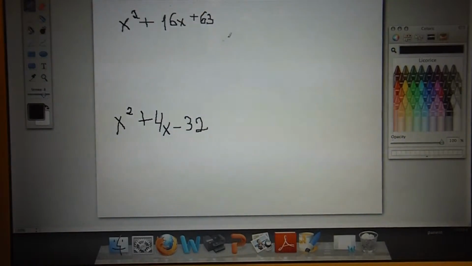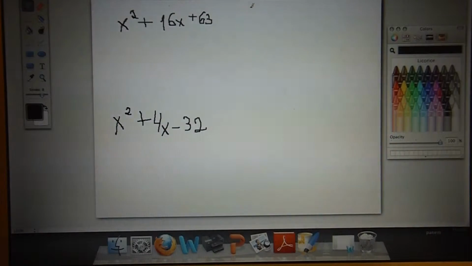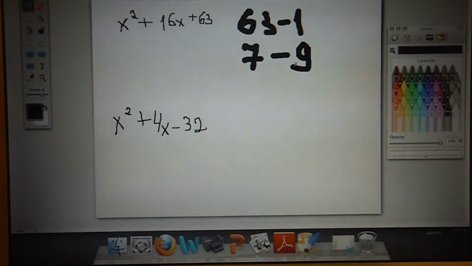So, let's just take a look at this problem here. We have x squared plus 16x plus 63. Now we need to see what multiples of 63, when they're added, will give us 16x. So what multiples does 63 have? It's 63 and 1. And I think the only other one is 7 and 9. Just those two, I think.